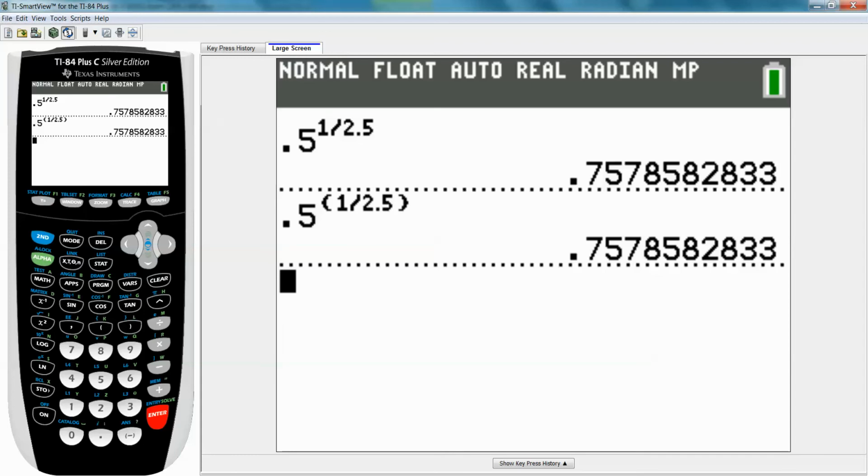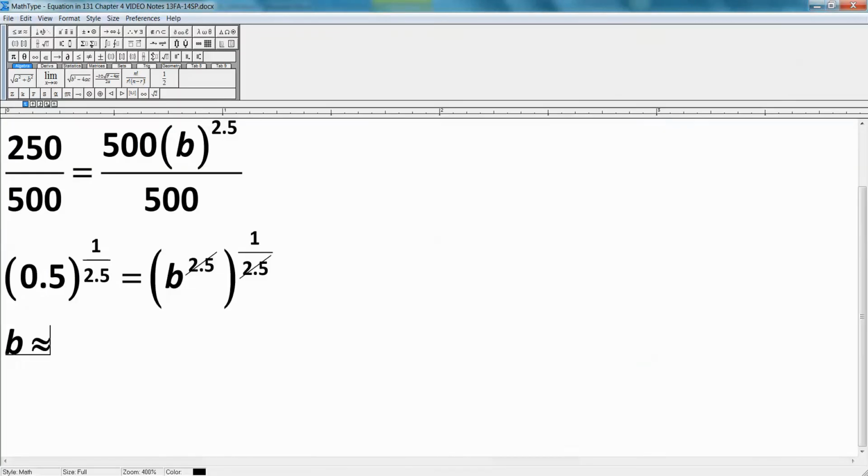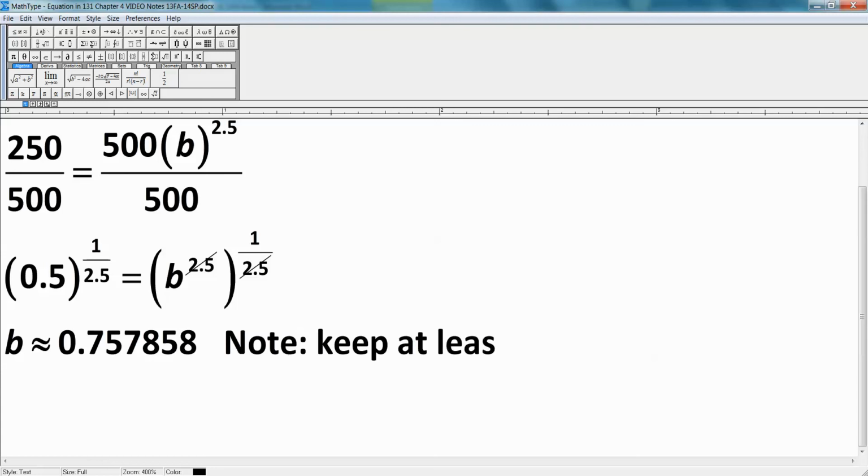But you get 0.757858. Let's write that. 0.757858. And let's make a note to ourselves: keep at least 5 decimal places for B. In exponential decay problems, you really want to keep a lot of them.